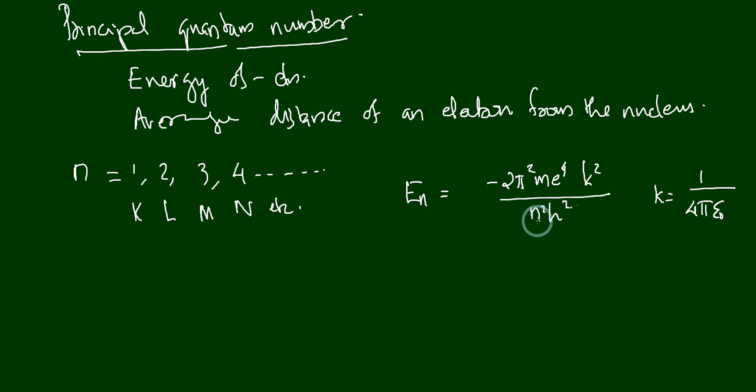From this equation we can see that n is in the denominator. So if the value of n increases from 1 to 2 to 3 like that, what do you expect? En should decrease, but you have to consider the negative sign, therefore En actually increases. So as n increases, the energy of the electron also increases. So the energy of the electron is determined by this principal quantum number.